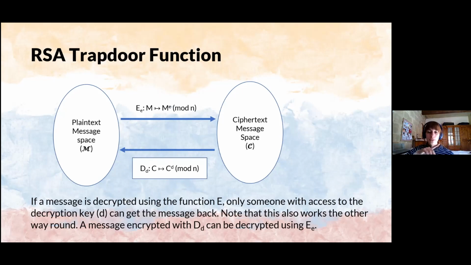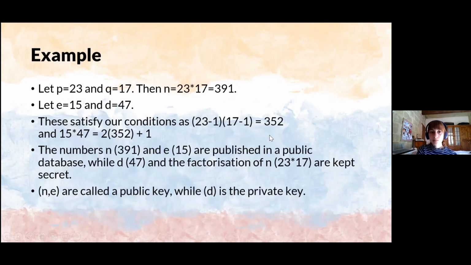An interesting footnote of this is that you can also decrypt a message using D and then encrypt it back using E. Now, obviously, everyone knows E, so what good does this give you, right? The message isn't secure at all. However, what it does prove is that you're the one that sent the message, because only you know D, so only you can encrypt the message such that if it's decrypted with E, you get the message back.